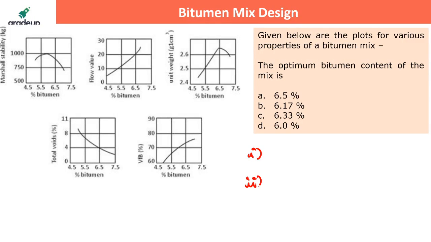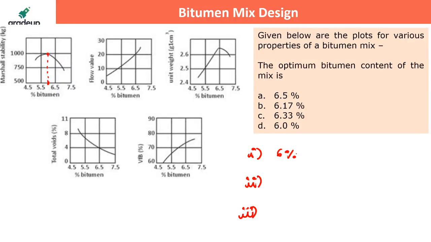Then you can get the answer. What were those 3 values? If you remember, then only you can get the answer. The first thing was the bitumen content corresponding to maximum stability number. So this is my maximum stability number. Corresponding to this, I am getting the value exactly in the middle. So it will be 6%.